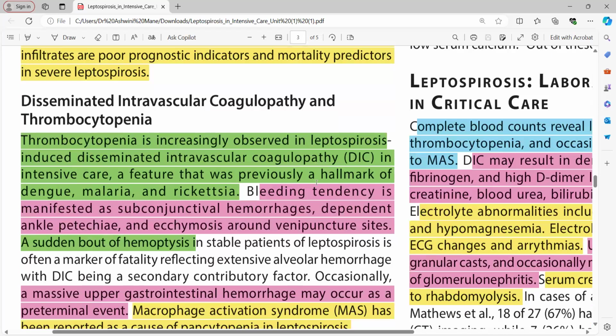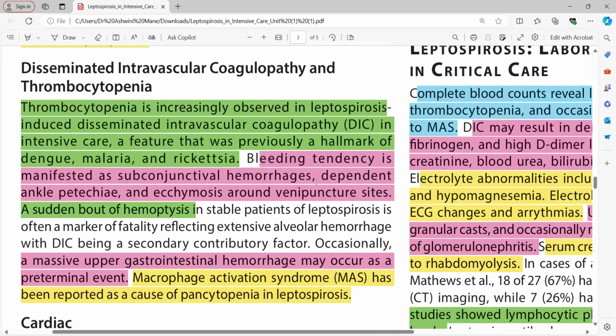Then the patient can manifest with DIC and thrombocytopenia. Thrombocytopenia is increasingly observed in leptospirosis-induced DIC in intensive care, a feature that was previously a hallmark of dengue, malaria, and rickettsia. Bleeding tendency is manifested as subconjunctival hemorrhage, dependent ankle petechiae, ecchymosis, and bleeding around the venipuncture site. A sudden bout of hemoptysis in a stable patient of leptospirosis is often a marker of fatality, reflecting extensive alveolar hemorrhage with DIC being a second contributory factor.